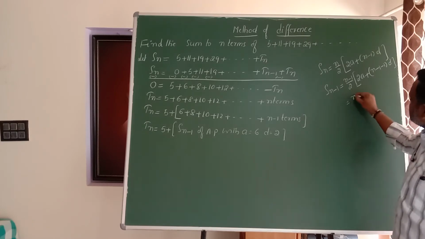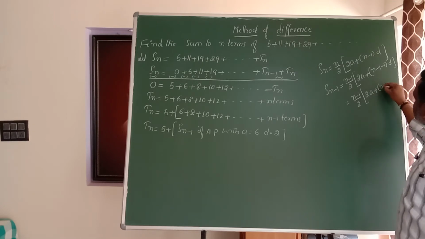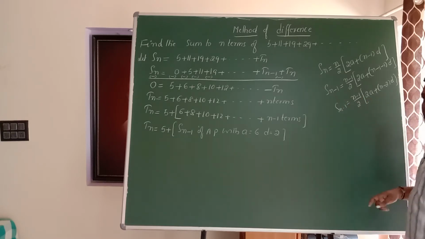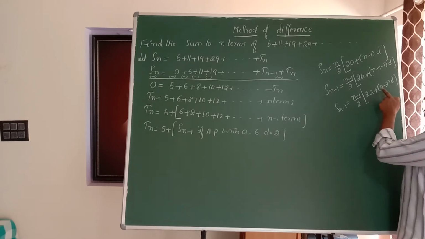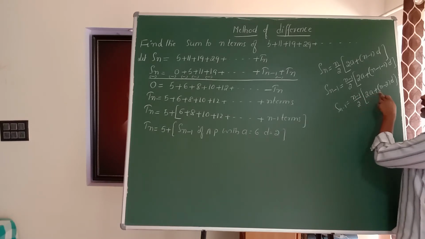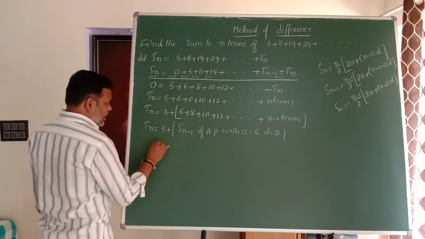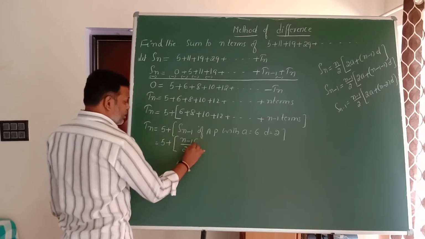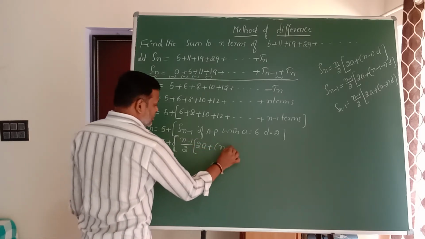Simplify this. So n minus 1 divided by 2 into 2a plus, here what happens, n minus 2 into d. This is Sn minus 1. So therefore Sn minus 1 is n minus 1 by 2 into 2a plus n minus 2 into d. Sn minus 2 is n minus 2 by 2 into 2a plus n minus 3 into d. Now I am going to use this formula: that is equal to, look at me, 5 plus Sn minus 1 formula, n minus 1 by 2 into, look at me, 2a plus n minus 2 into d.